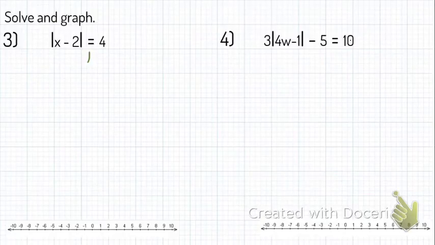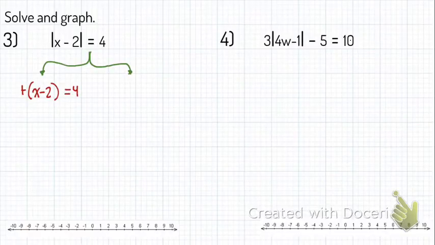So since it is, I can make two equations. So let's write this down. X minus 2 is equal to 4, and that's positive x minus 2. And then we're going to do negative x minus 2. And then, of course, we're solving this. So we're going to add 2 to both sides. Let's have you solve this. Let's have the teacher pause the video here, and let's have students work this out for about 30 seconds.